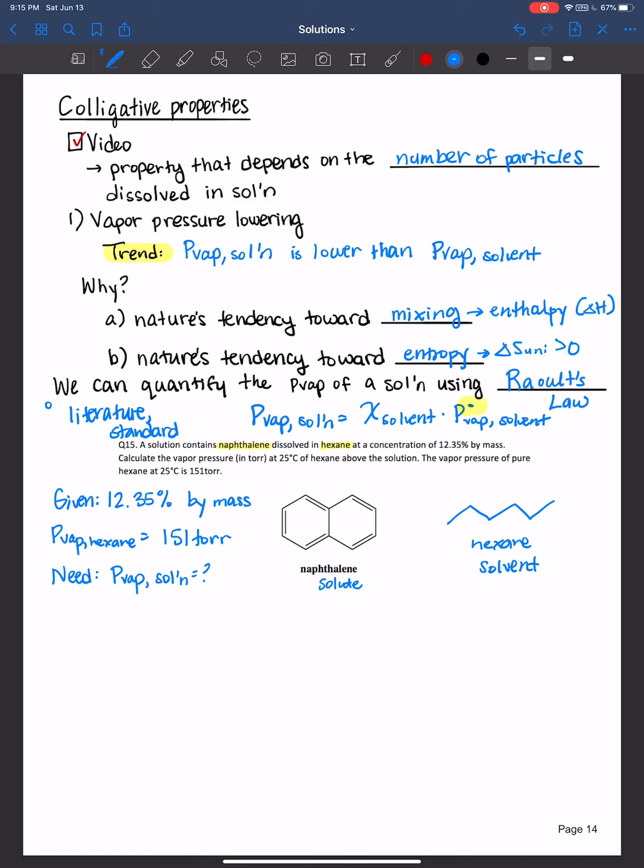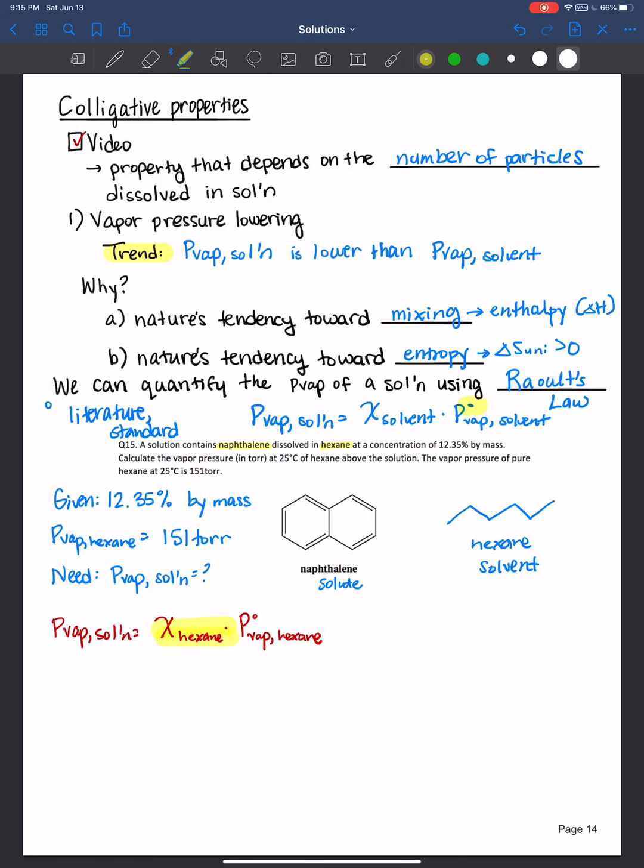We know that we can find the vapor pressure of the solution using Raoult's law. I'm going to write that equation down again. The vapor pressure of the solution is equal to the mole fraction of the solvent, and we've identified that to be hexane, times the vapor pressure of that solvent, which is given to us, or we could look that up in literature, and that was 151 torr. Our goal here is to find the mole fraction of the solvent before we can find the vapor pressure of the solution.